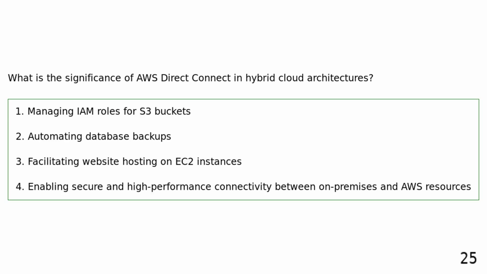What is the significance of AWS Direct Connect in hybrid cloud architectures? Managing IAM roles for S3 buckets. Automating database backups. Facilitating website hosting on EC2 instances. Enabling secure and high-performance connectivity between on-premises and AWS resources.